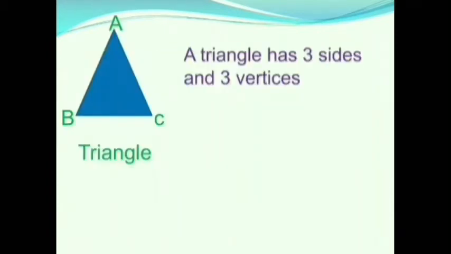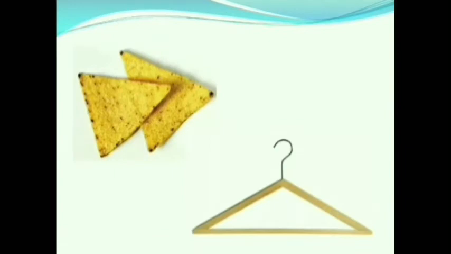This is a triangle. A triangle has three sides and three vertices. These are some examples of triangle. See these chips. You will like chips, no? The chips will also look like a triangle. Ask your mother. She will hang clothes, no? Check in your house. Hangers will also be in triangular shape. The carrot, radish will also look like a triangle.